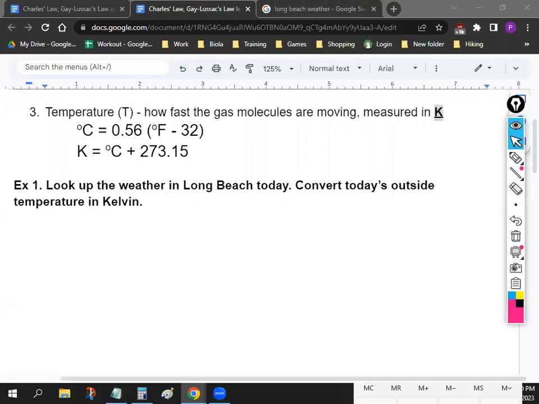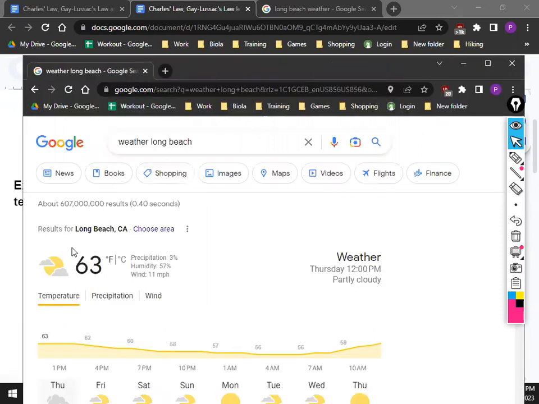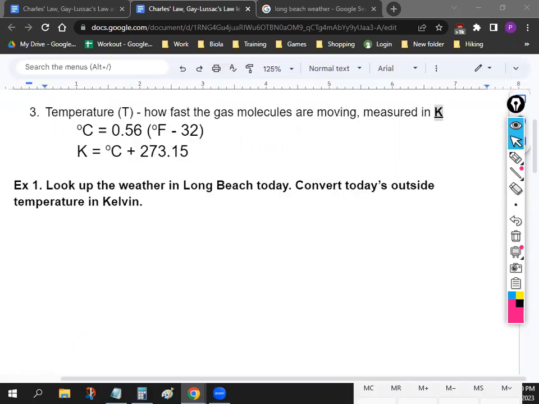All right, so to practice converting into Kelvin, I'm going to bring up the weather for today in Long Beach, and it says right now it's 63 degrees Fahrenheit. Okay, so what we're going to do is take the weather right now and turn it into Kelvin. In order to do that, we need to use these two equations. Somewhere on your paper for number one, I want you guys to write down that it is 63 degrees Fahrenheit. That's the weather right now, okay?